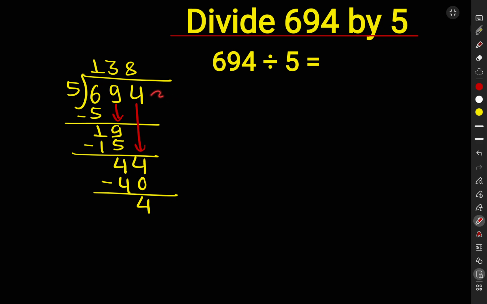So now we have no other number to put down. So we take here a decimal, so that we put 0. So it is 40 and 5 times 8 is 40. On subtracting we get 0. So 694 divided by 5 is 138.8.